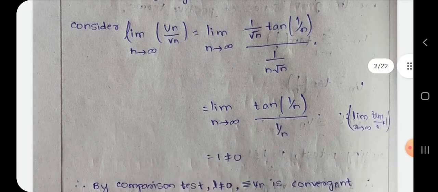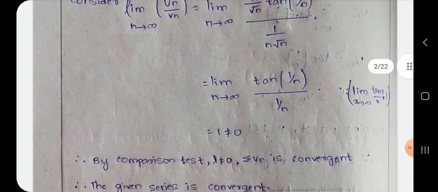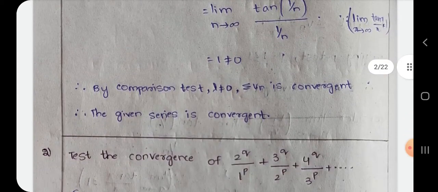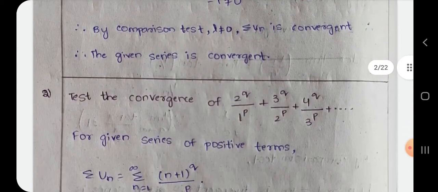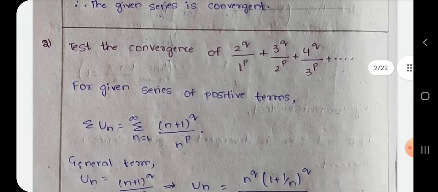You are applying a limit for un by vn, and again it is limit not equal to 0. You can say that the given series is convergent.